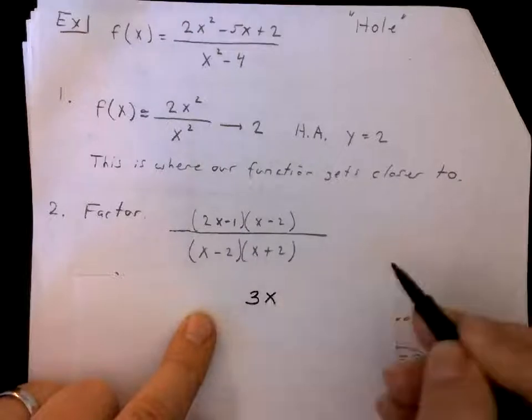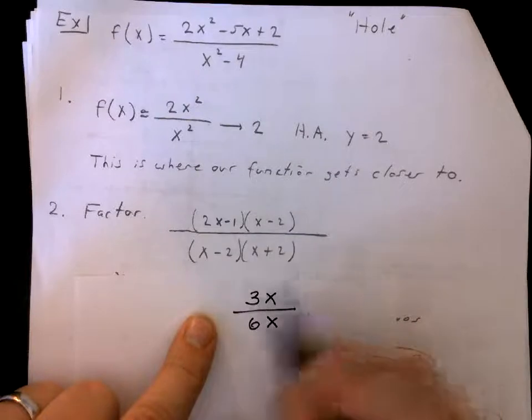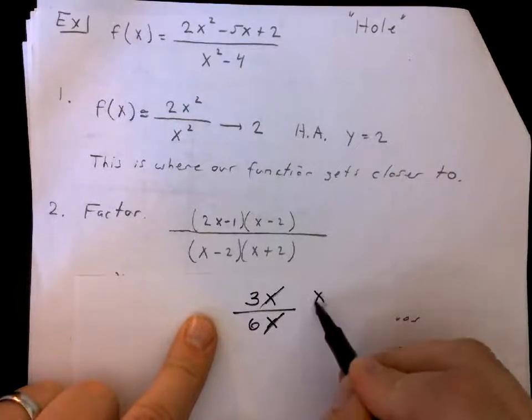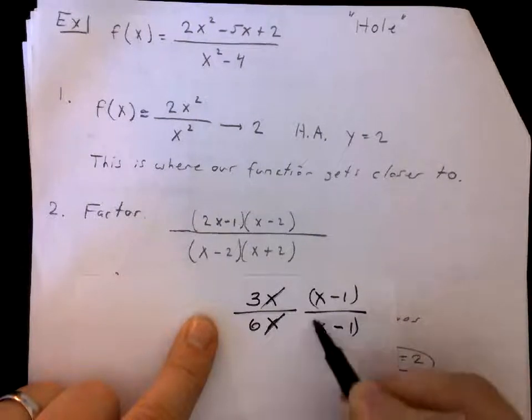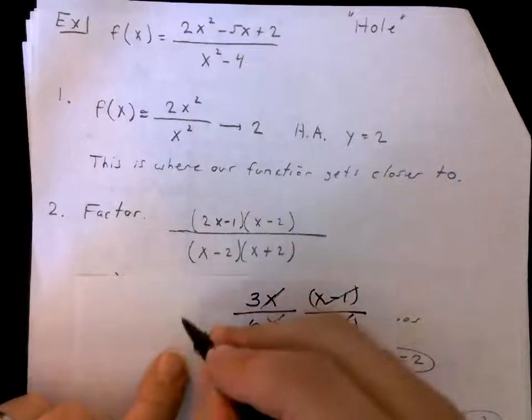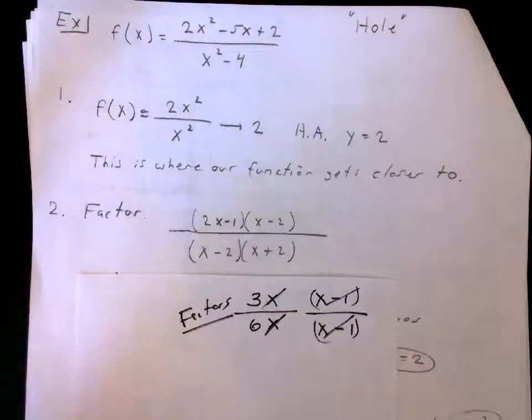If you had 3x divided by 6x, you can cross out the x's. If you had x minus 1 divided by x minus 1, oh, those can cross out. So we can cross out what we call factors. We can cross out factors.